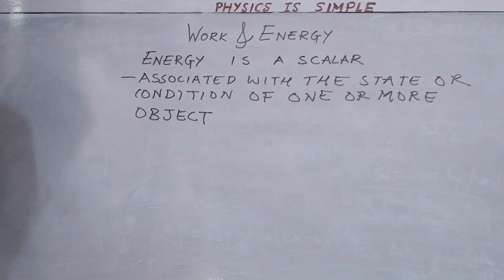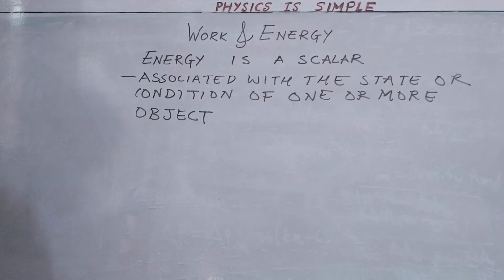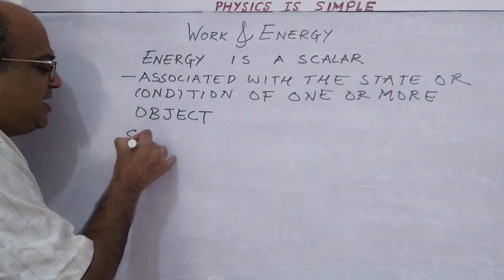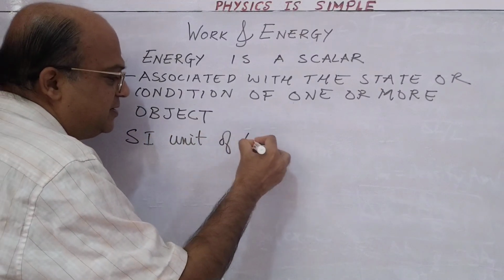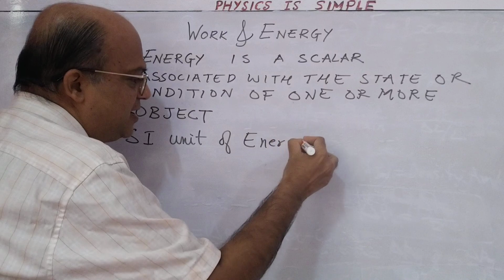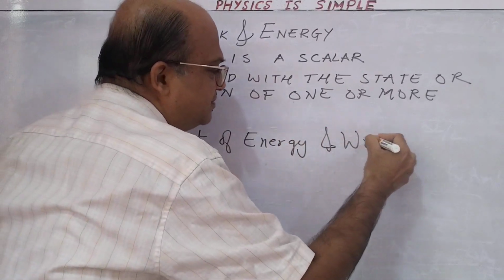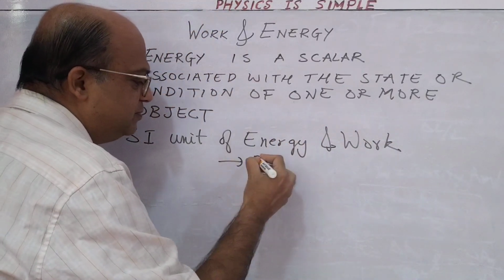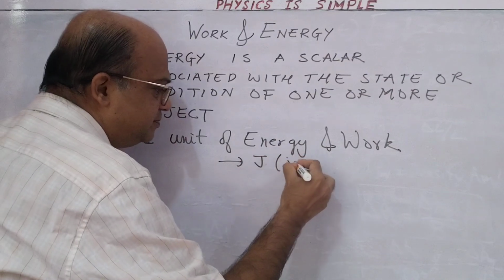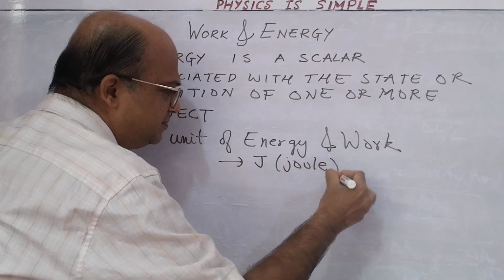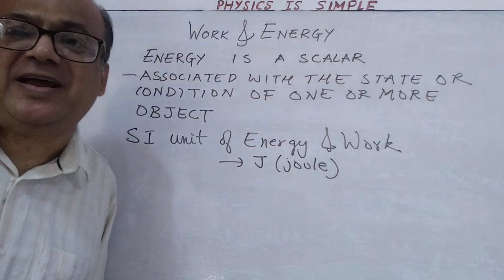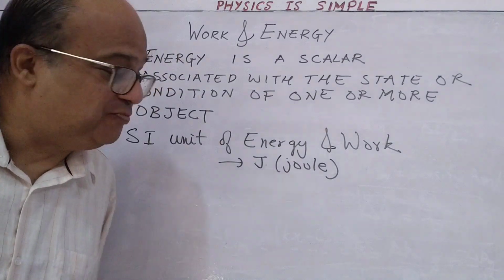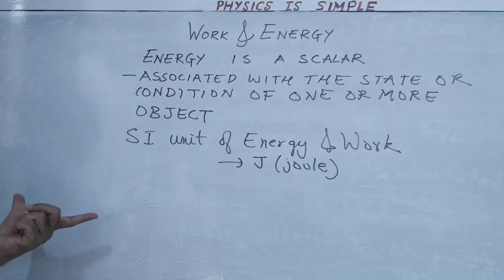And what is the SI unit of energy? SI unit of energy is same as work. So SI unit of energy and work is joule. And what is joule in simple terms? In terms of kg, meter, second. So for that we need the dimension of work and energy.